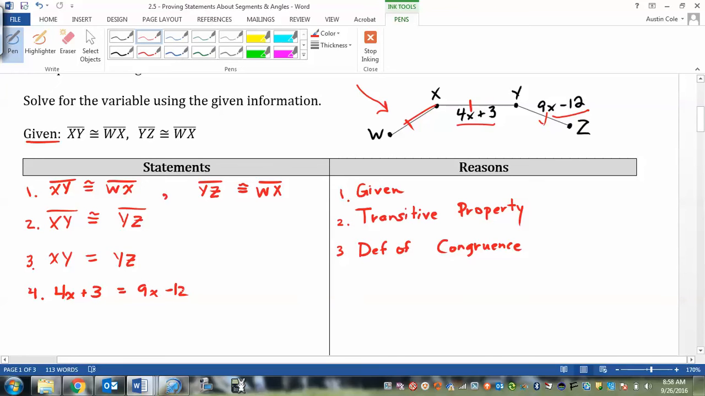What's my reasoning there? Guys, would you agree that I haven't changed anything? All I've done is taken something and plugged it in for something else. Mary Beth? All I've done is substituted. Yep, I got the same statement, but now instead of XY, I have 4x plus 3. That's substitution.